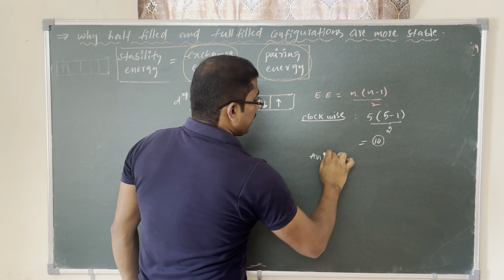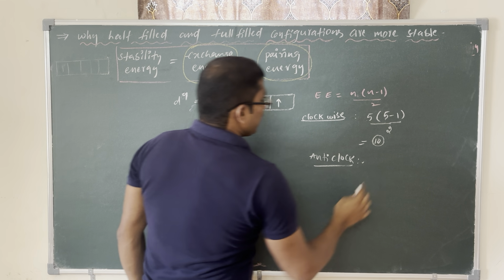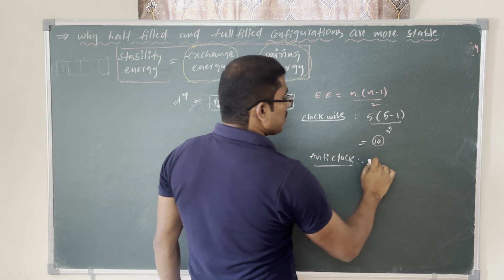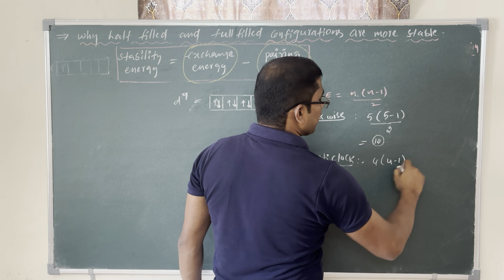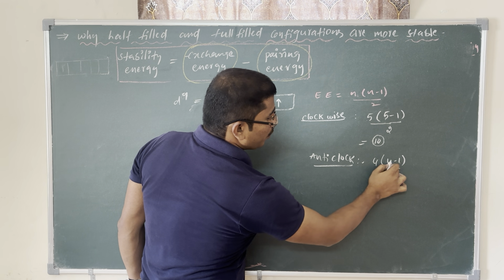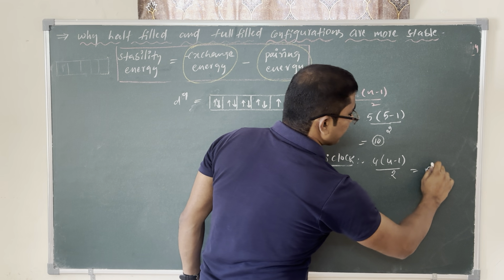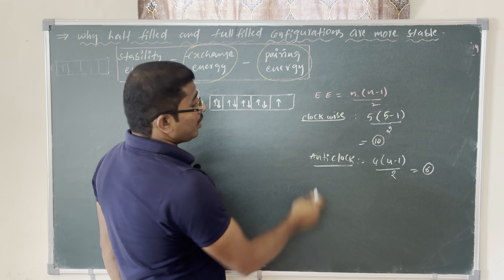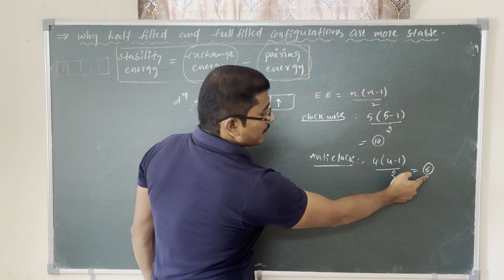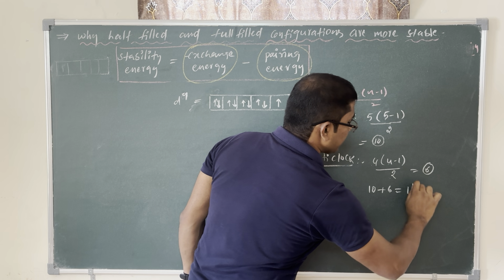Now I am going to calculate the exchange energy with anti-clockwise. Anti-clockwise, there are only 4 electrons. N value is equal to 4. 4 into 4 minus 1 divided by 2. 4 minus 1 is 3, 3 fours are 12, 12 divided by 2 is equal to 6. Clockwise exchange energy is 10, anti-clockwise is 6. Total 10 plus 6 is equal to 16.